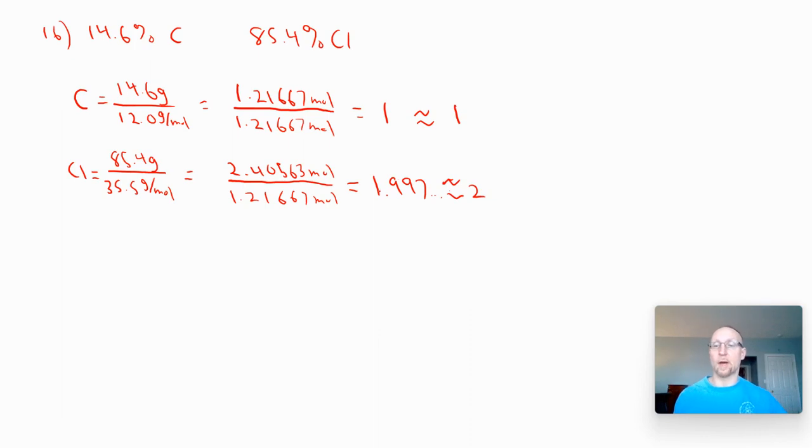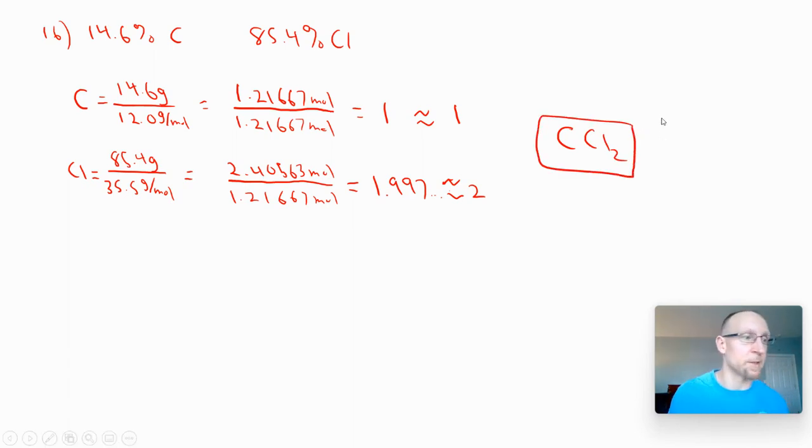The only time we don't round to a whole number is if it's close to a half. Then we go to the half and multiply everything by 2 to get rid of that half and bring us to the nearest whole number ratio. So this is a 1-to-2 ratio. That means our formula is CCl2. As hard as that gets. Okay, so that's number 16.